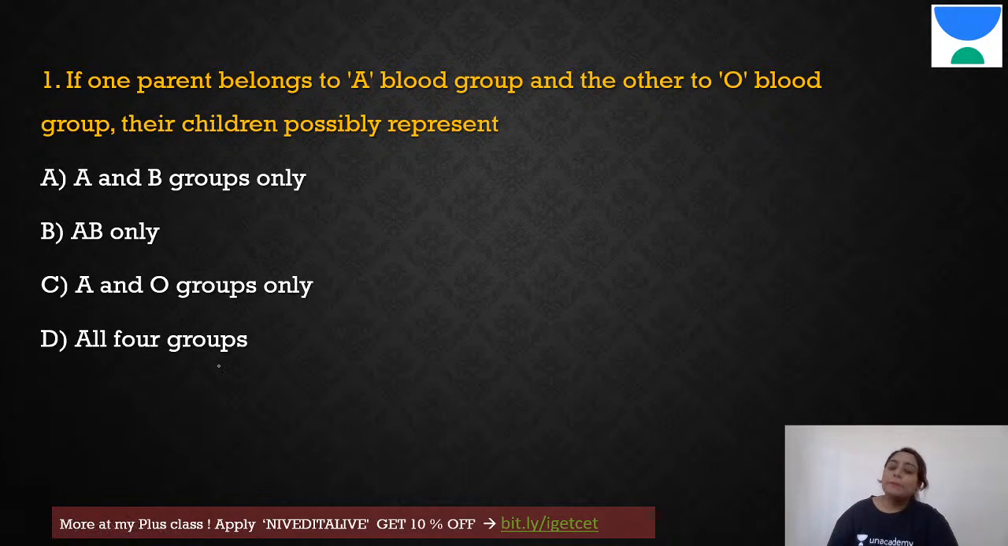If one parent belongs to A blood group and the other parent belongs to O blood group, their children possibly represent: AB groups only, A and B groups only, AB only, A and O groups only, or all the four groups. What would you think would be the answer here? I will wait for a few seconds, probably 30 to 45 seconds, and see if you guys have an answer.